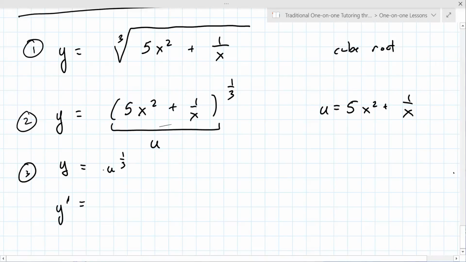Okay, so now we're going to apply the power rule. So you bring the 1/3 down, 1/3 u to the 1/3 minus 1. So that's 1/3 u to the minus 2/3 power times u prime.